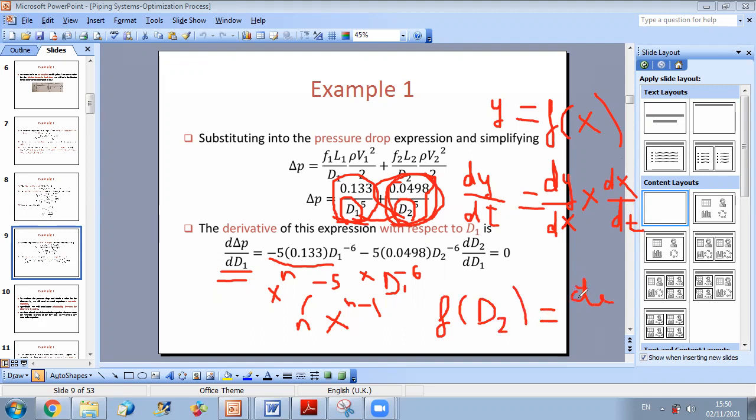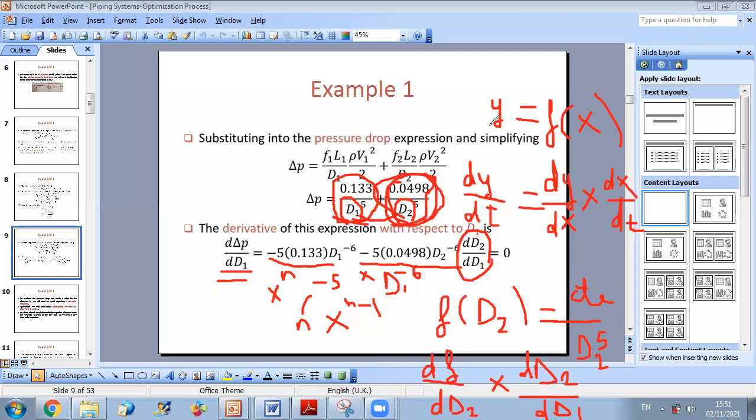But I don't want to derive this function with respect to D2. I want to derive it with respect to D1. So what do I do? I first derive it with respect to D2, meaning I do df with respect to D2. But because I want the derivative of f with respect to D1, I should multiply by the derivative of D2 with respect to D1. Okay? So now, if you look at your expression, what is the function of D2? It is a constant over D2 to the power 5. Then if I derive first with respect to D2, I get minus 5 times the constant times D2 to the power minus 6. But I don't forget to multiply by the derivative of D2 with respect to D1 to be able to obtain the derivative of this part with respect to D1.